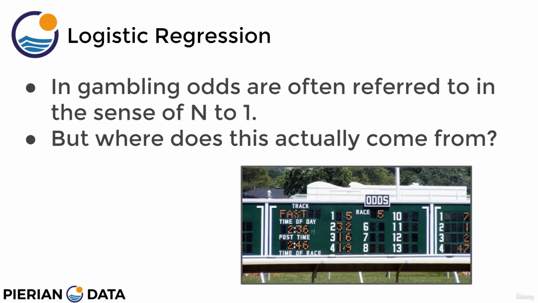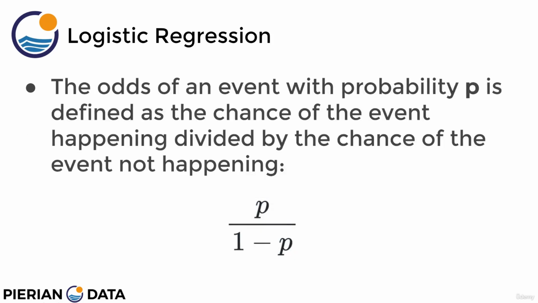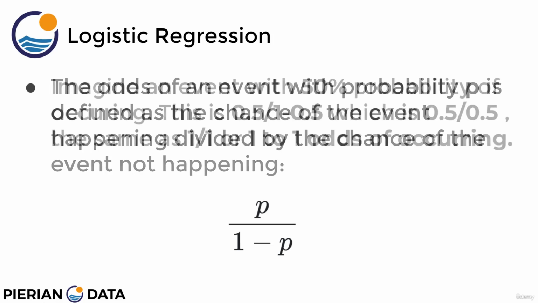But where does this number formation actually come from? Well, specifically in mathematics, the odds of an event with probability p is defined as the chance of the event happening divided by the chance of the event not happening. So it's essentially just a ratio here. It's the probability of it happening versus the probability of it not happening. So when someone says something like the ratio is 2 to 1, this is what they're referring to. The ratio of the probability of it happening versus the probability of the event not happening.